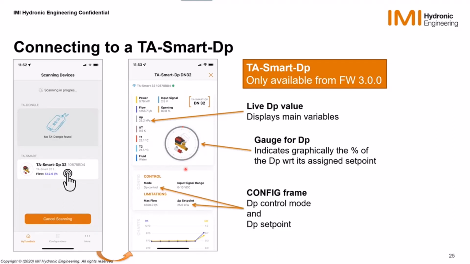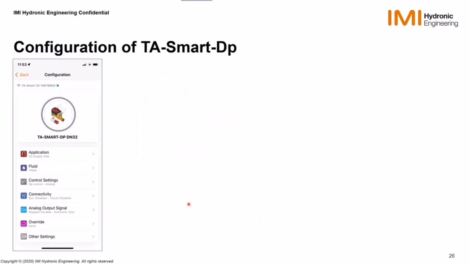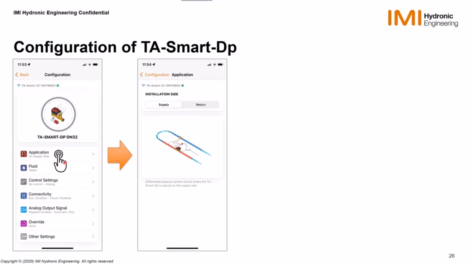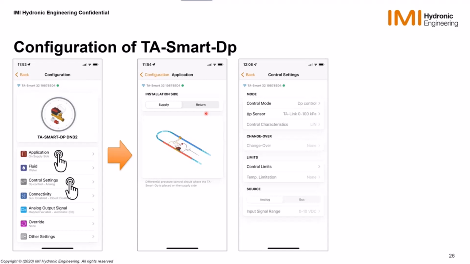You then get the configuration frame where you can see that the valve is in DP control mode. You can see it from the color of the gauge, gray for DP, and then you can read as well the delta P set point. If you touch now the config frame, you enter the configuration menu. If you go to the application, you get updated application schemes and text. You can still choose between supply and return according to how it has been installed. You get the control settings screen where you get all the settings from the control.